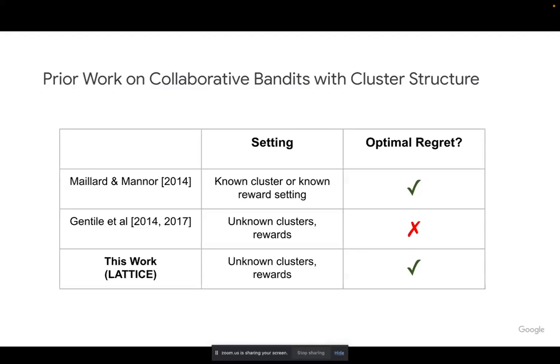Now, our problem setting was then taken up by Gentile et al. in 2014 and 2017, who studied the problem from a linear bandits perspective, which is more general. They did not assume anything about the cluster memberships or the rewards, but when their guarantees were translated to our setting, they were far from optimal. And in this work, we demonstrate a new algorithm called LATTICE, or latent bandits by matrix completion. Again, we do not assume anything about the knowledge of cluster memberships or the true rewards. And we show that nevertheless, LATTICE obtains the optimal regret guarantees.